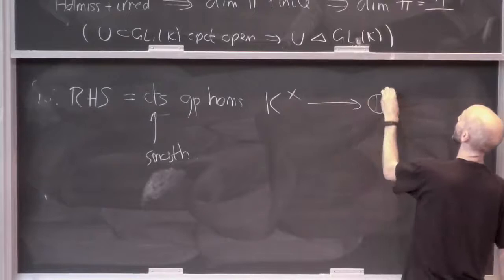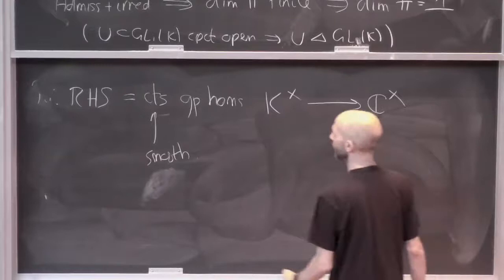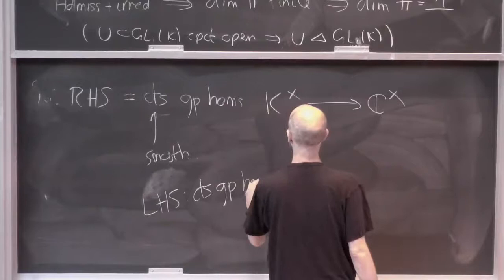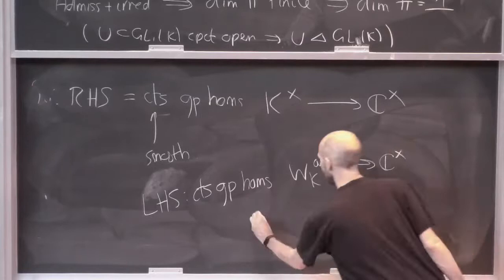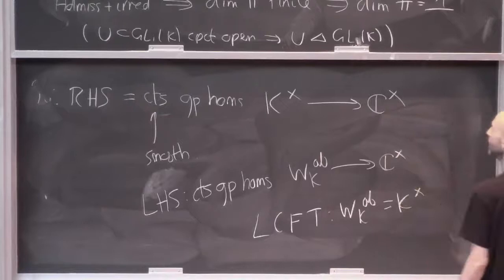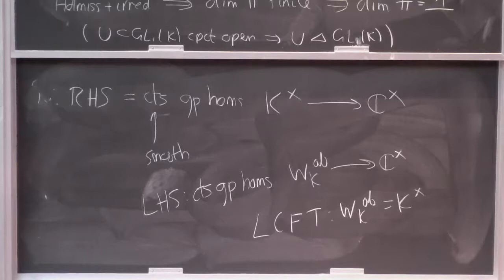So the left-hand side was continuous group homomorphisms from WK ab to C star. So now you can see why local class field theory gives you a canonical bijection. So there's WK ab equals K star. So there we go. That indeed implies local Langlands conjectures for GL1.